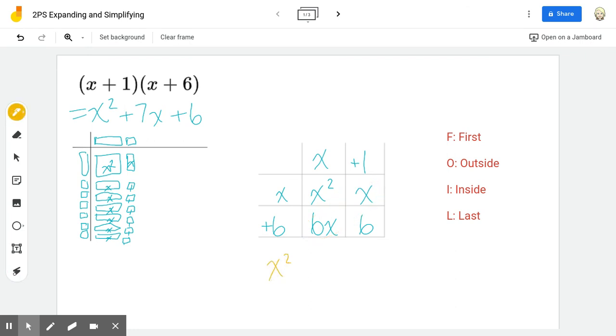So we get x squared from here. And then we collect these two together. So 6x plus another x is 7x. And then we have a 6. And you'll notice we got the same answer as we did over here.